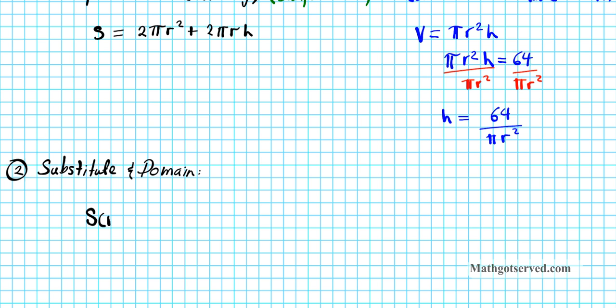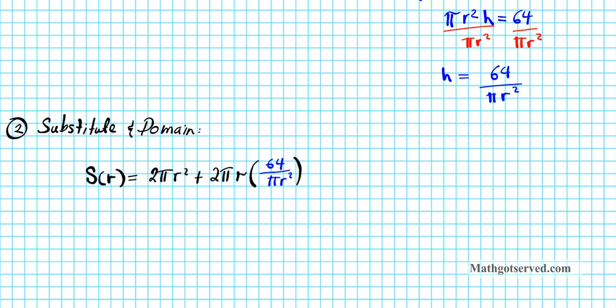The surface area as a function of r is now going to be 2 pi r squared plus 2 pi r. Now instead of h, we're going to substitute the value of h that's written in terms of r here, which is 64 over pi r squared. So now we have just one variable, a function in terms of one variable that is easy to differentiate, okay? All right, so let's go ahead and simplify this resulting function.